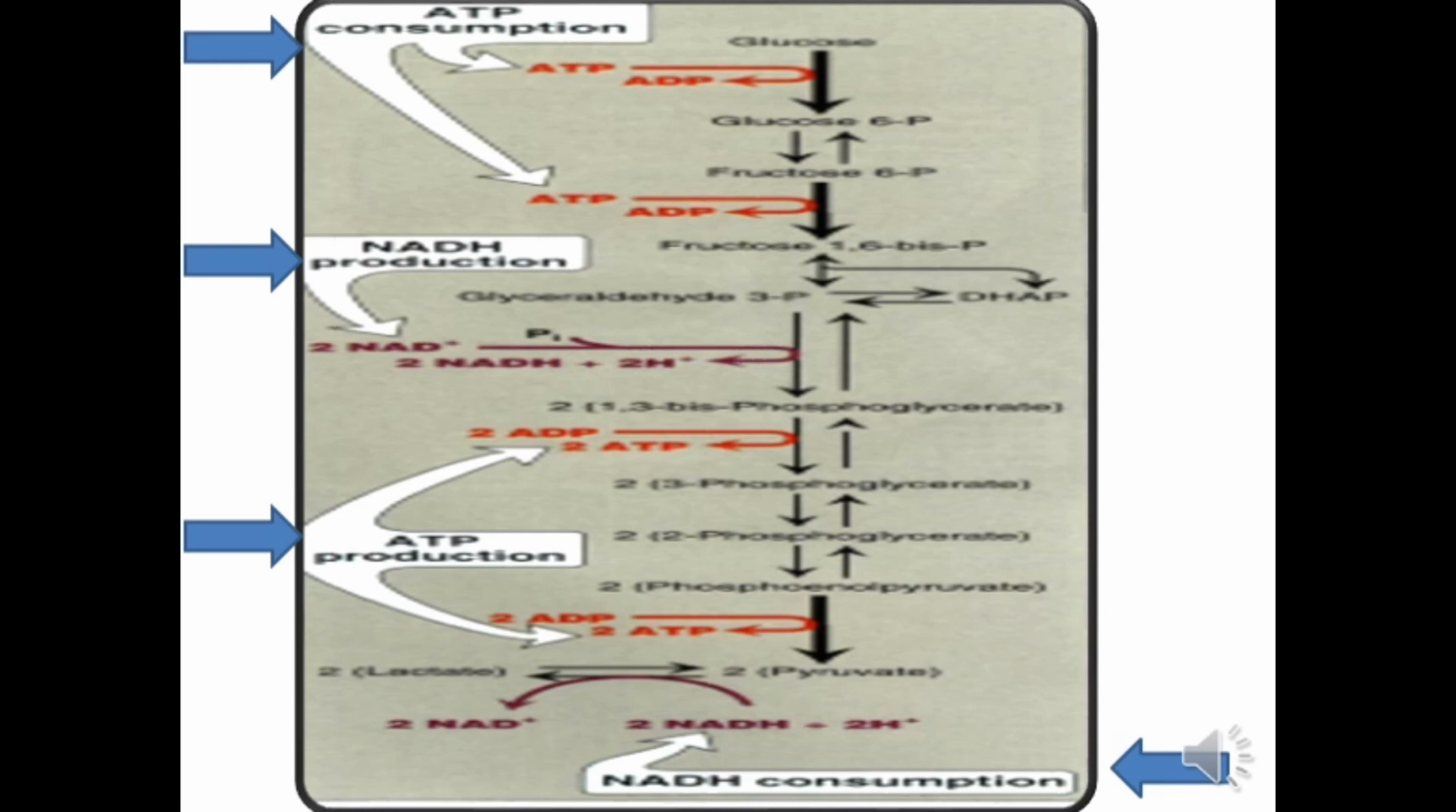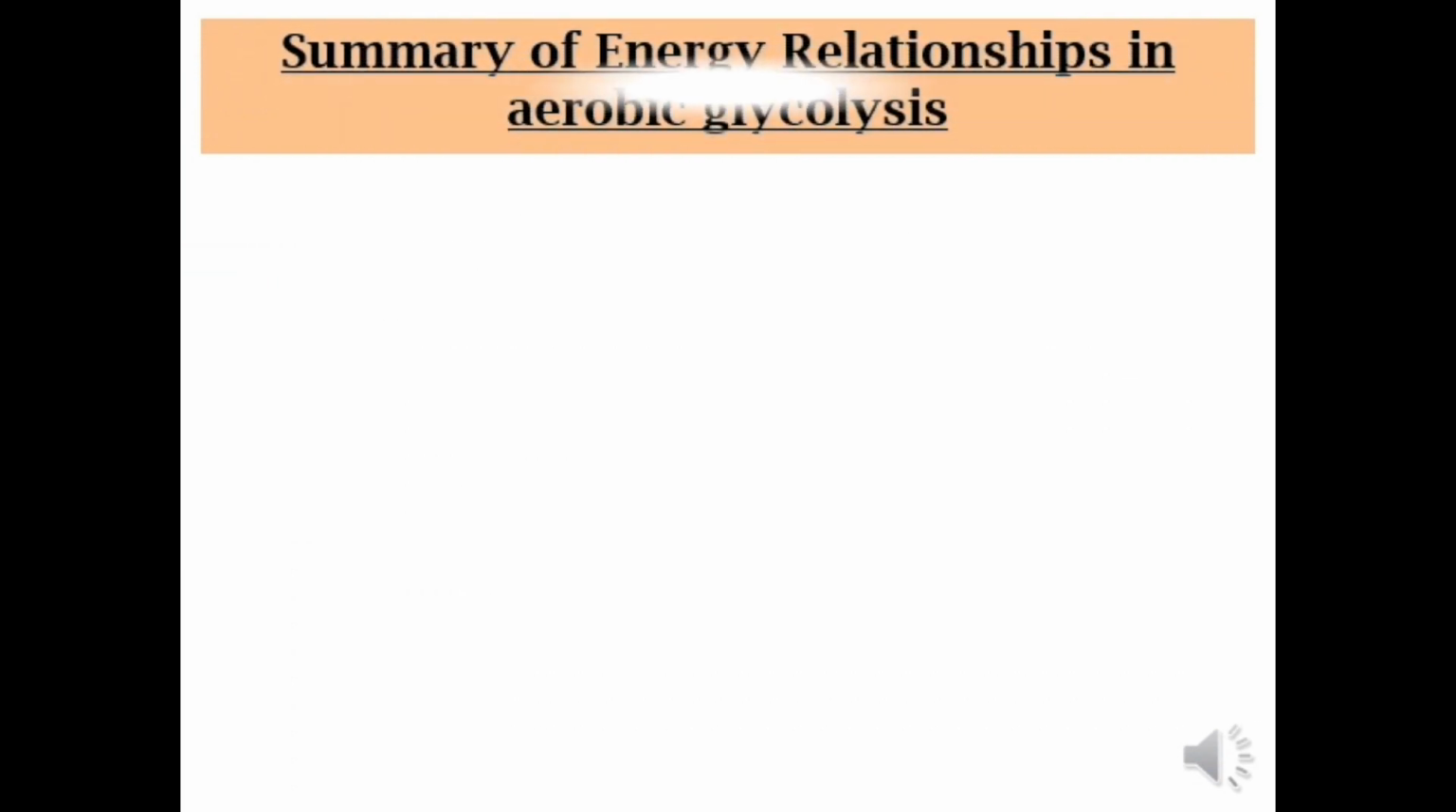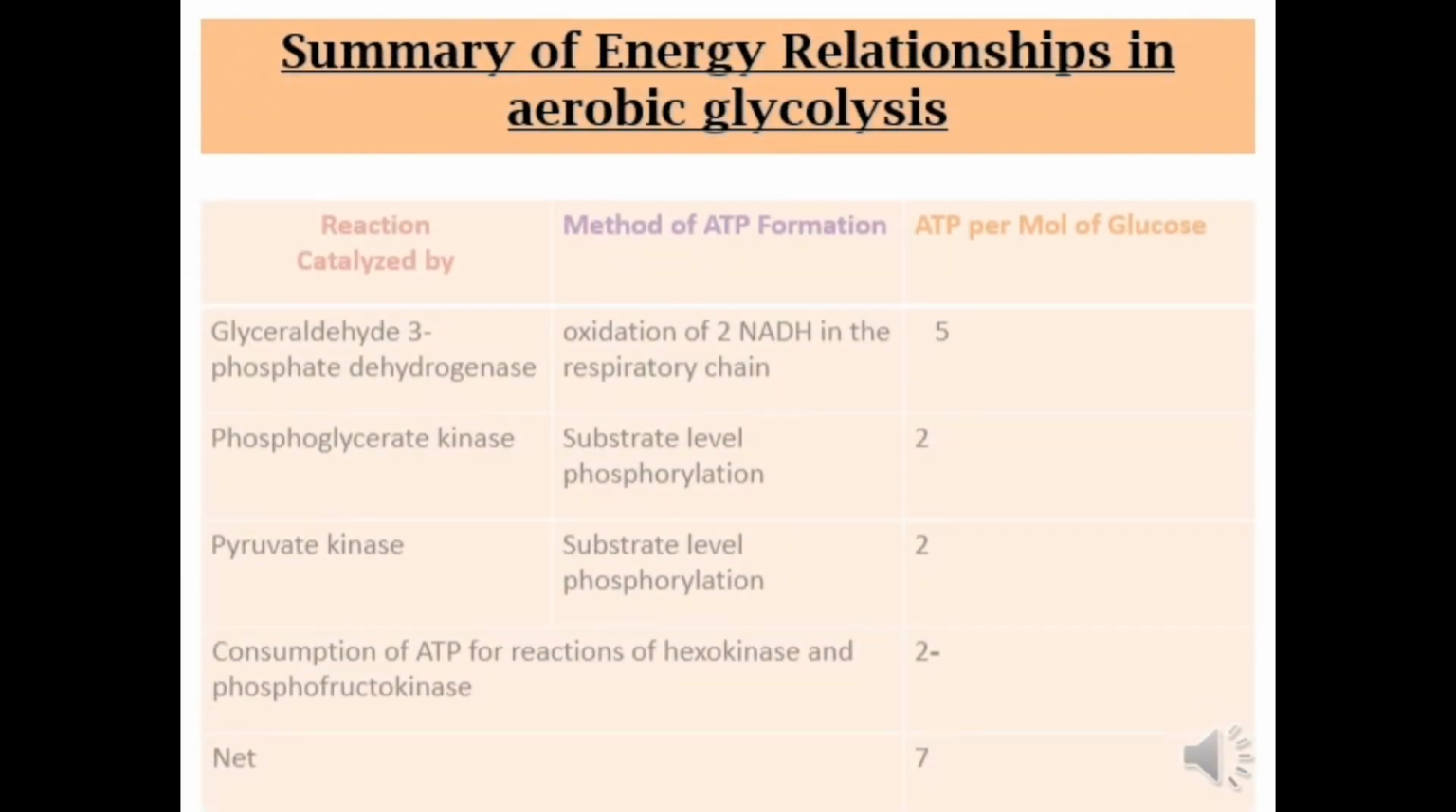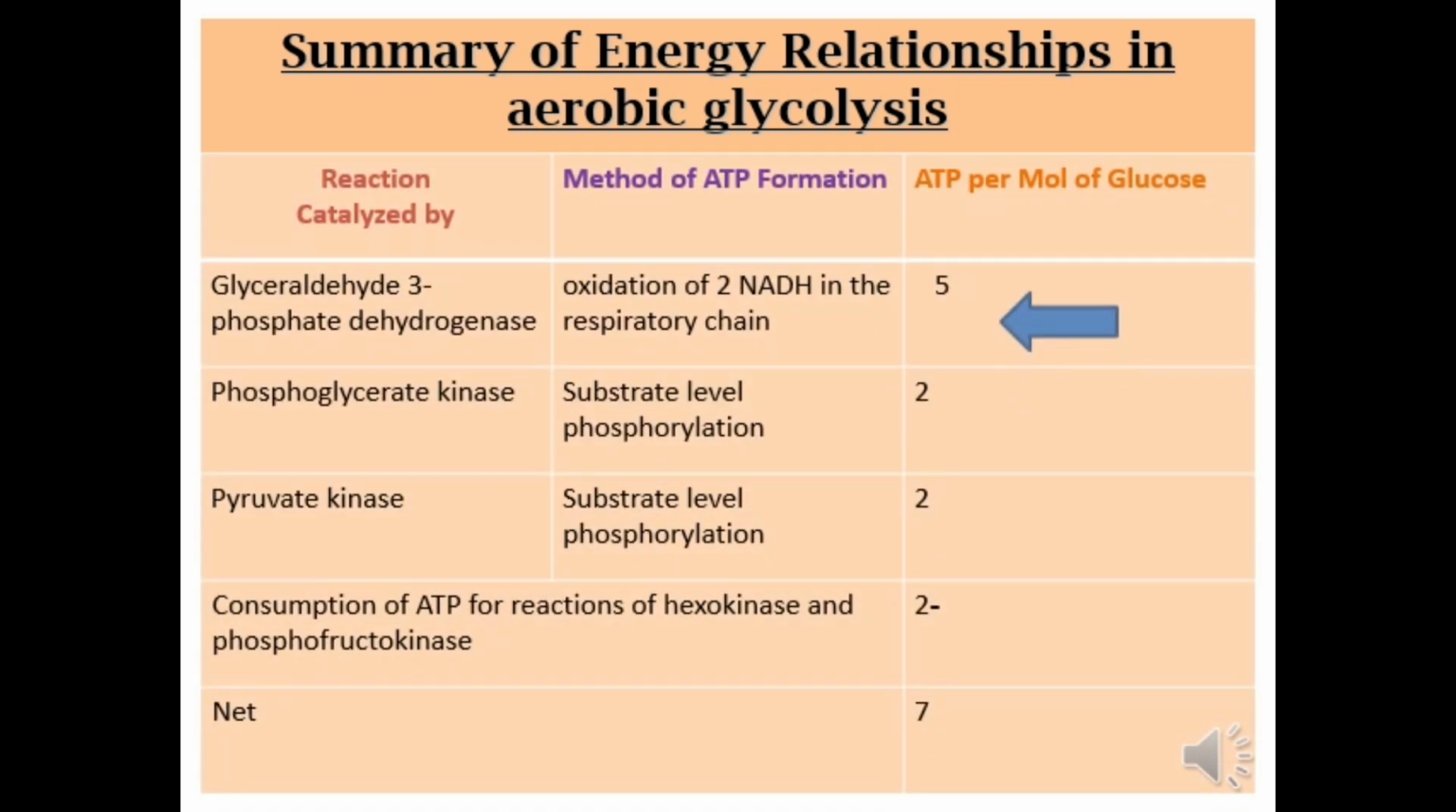Summary of energy relationships in aerobic glycolysis. In the reaction catalyzed by glyceraldehyde 3-phosphate dehydrogenase, there is production of NADH. This enzyme converts glyceraldehyde 3-phosphate into 1,3-bisphosphoglycerate.